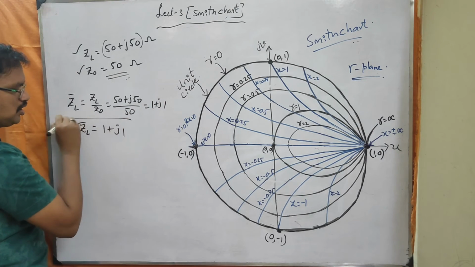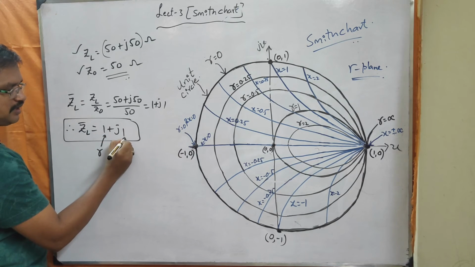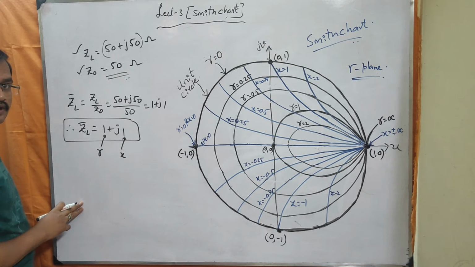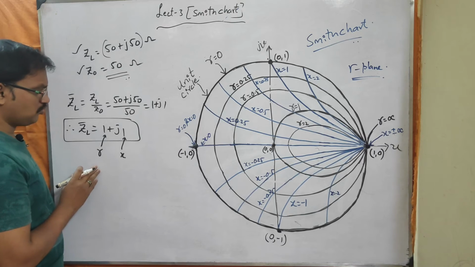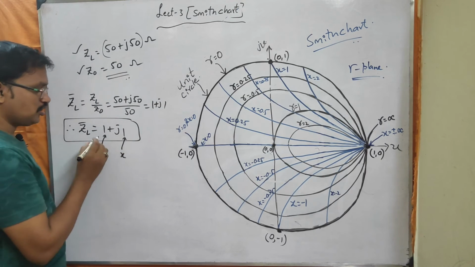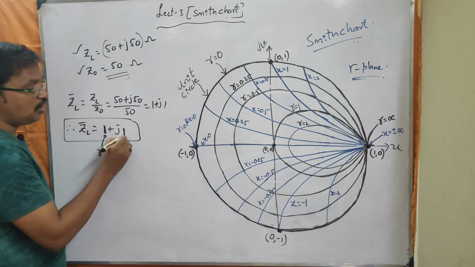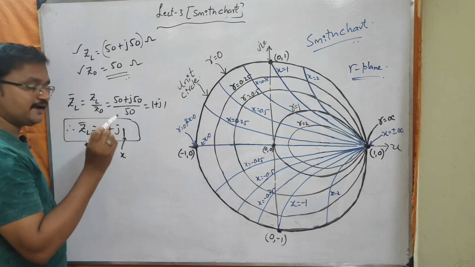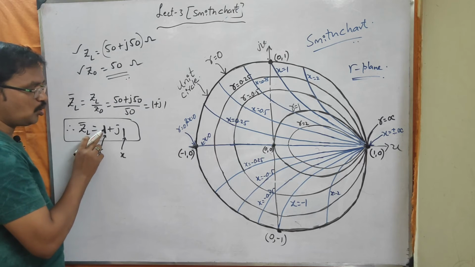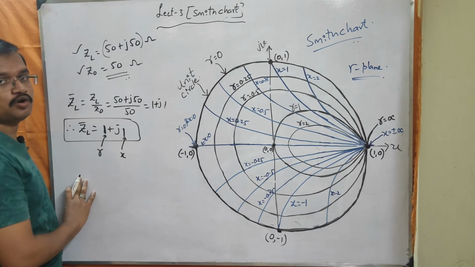Now here the real part of ZL bar represents what? Normalized resistance value, and the imaginary part of ZL bar represents what? Normalized reactance value. Yes or no? So now we have to locate this normalized load impedance value on the Smith chart. So here R value is equal to 1 and X value is equal to 1. So you have to locate the intersection point of R equal to 1 circle and X equal to 1 circle. So that point will represent the normalized load impedance.